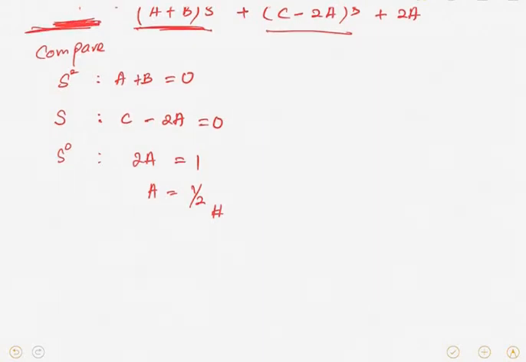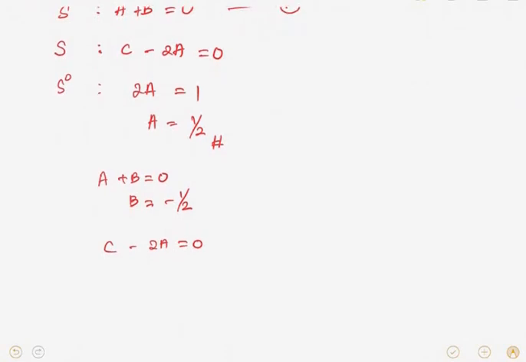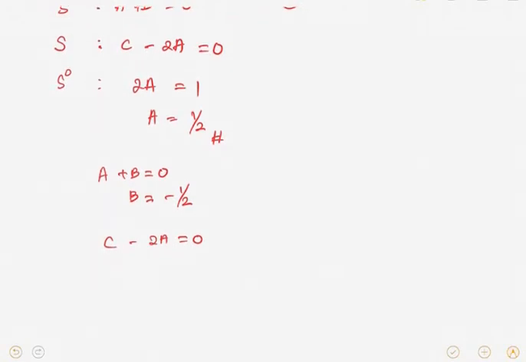Okay, a is equal to 1 over 2. You can find a plus b equals 0, which means from equation 1, b actually is equal to negative half. And then what about c? So c minus 2a equals 0, and your a is half, so c equals 2 times half, which is equal to 1. So c is equal to 1.